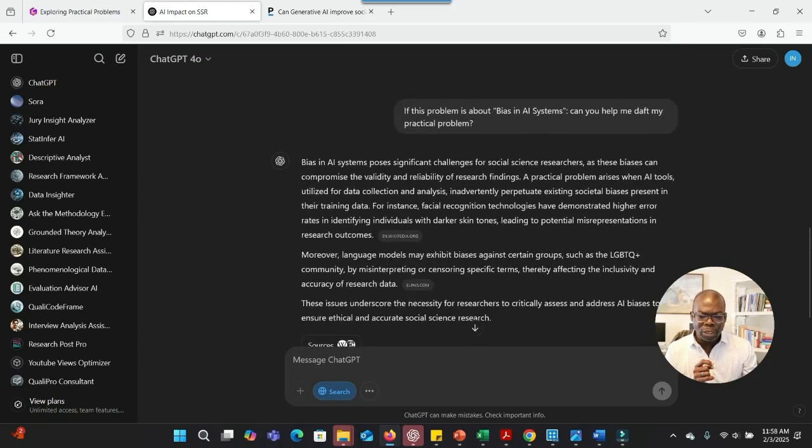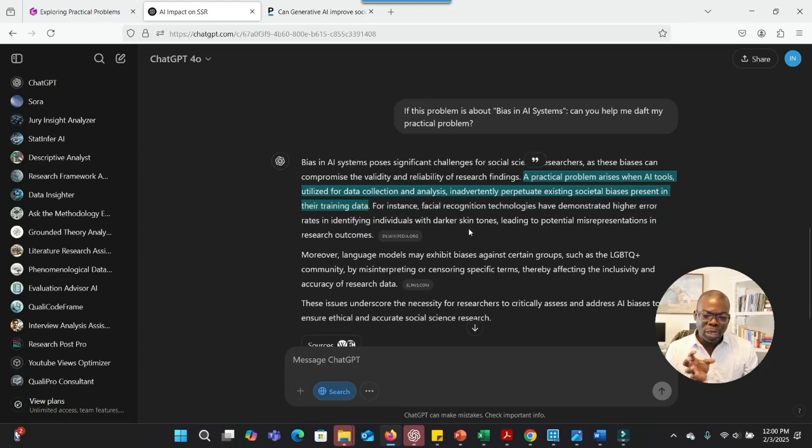So you see that it talks about the fact that bias in AI systems poses significant challenges for social science researchers, as these biases can compromise the validity and reliability of research findings. So you see how it's giving you the implications of the problem. See how here it's also giving an example of a situation, right, where bias can exist.